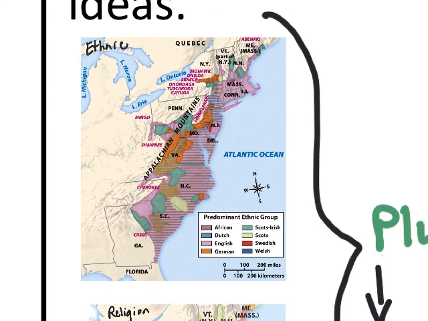We also have the growth of the African population as a result, and the growth of the institution of slavery, which we just talked about a moment ago. So we have a growing diversity within the 13 colonies.